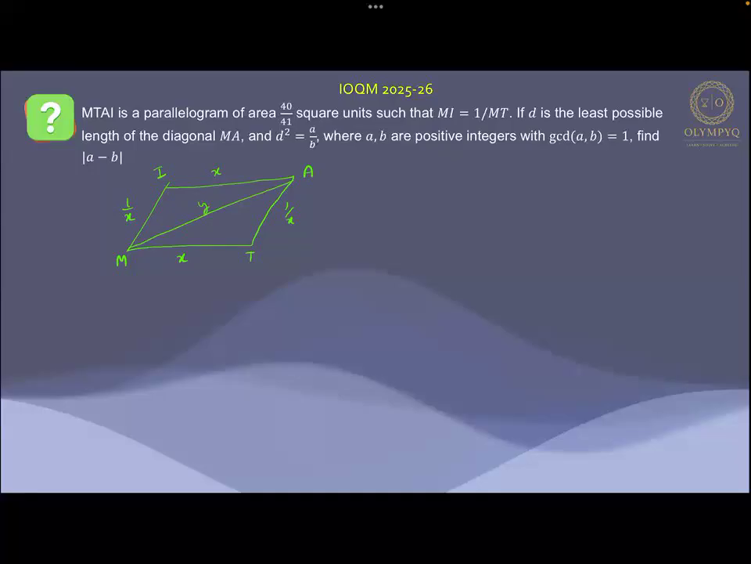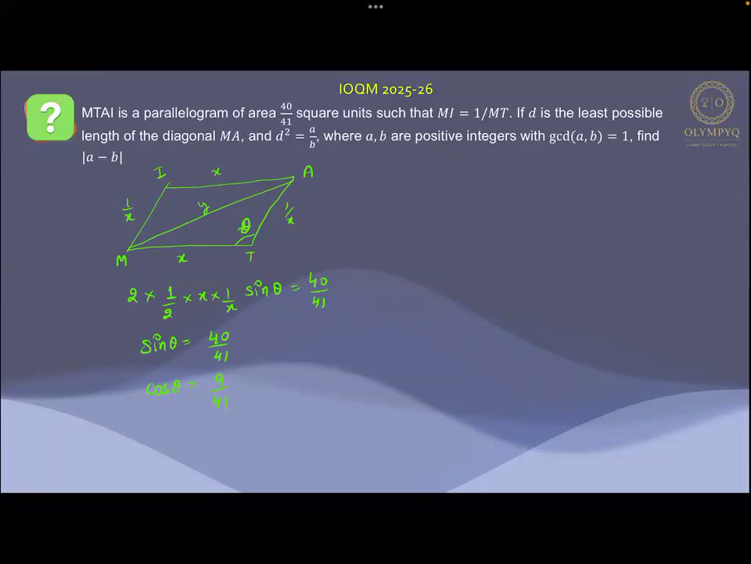Now, the area of this parallelogram MTAI they have already mentioned to be equal to 40 by 41. So if I'm calling this angle theta, then I can write that 2 times half into x into 1 by x into sine theta is equal to 40 by 41. So from here, I get the value of sine theta equal to 40 by 41. Now from here, I can calculate the value of cos theta. So cos theta is going to be equal to 9 by 41.